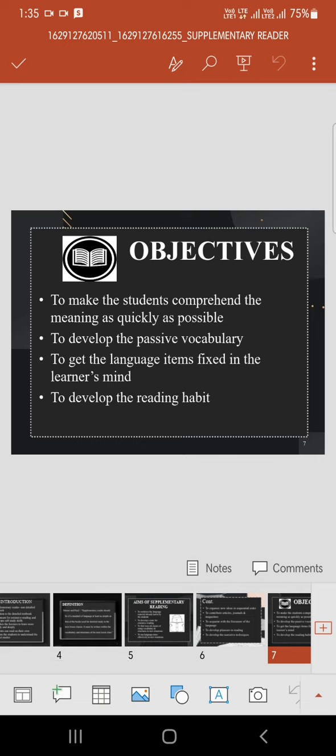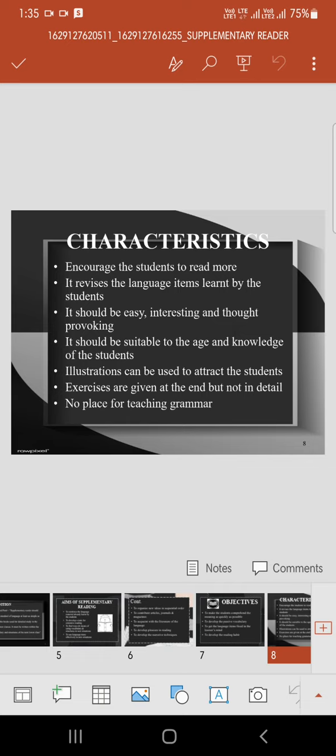Then objectives. The main objective of supplementary reader is to develop reading habit. The language items should be fixed in the learner's mind, and to develop passive vocabulary. And characteristics of supplementary reader.